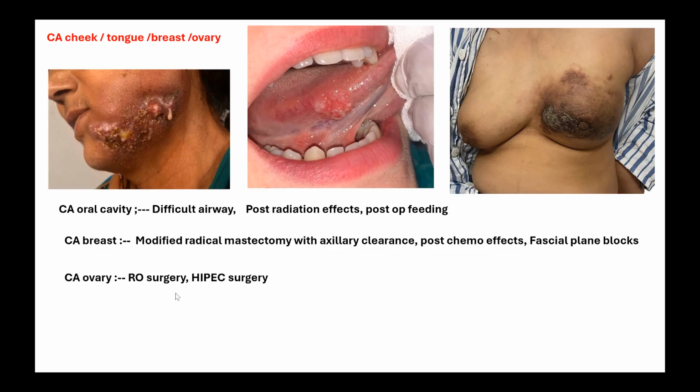And cancer ovary may come. What is this R0 surgery? What is the other name for this? Cytoreductive surgery or residual zero surgery. It is zero residue. So they try to remove as many visible metastases as possible and do what is called cytoreductive surgery, and they may sometimes do HIPEC surgery also. So you must be ready to answer about these things in this sort of malignancy cases.